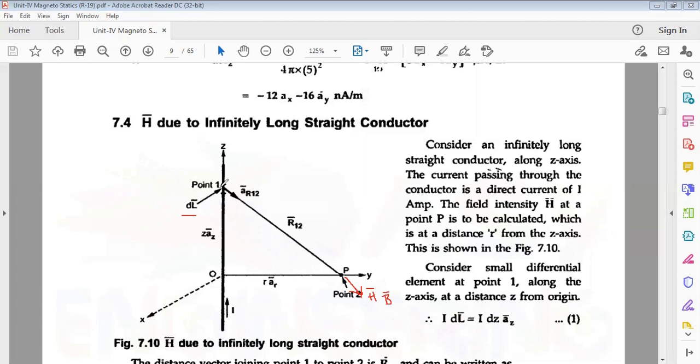Point 1 is at a distance z from the origin along the z-axis, so it is z into a_z bar. We have two components to find the distance r bar. Z into a_z bar is in the positive direction, and r into a_r bar is also in the positive direction. Because it is a long straight conductor, the current passes through it, and a magnetic field surrounds the current-carrying conductor, so it is I into dl bar.